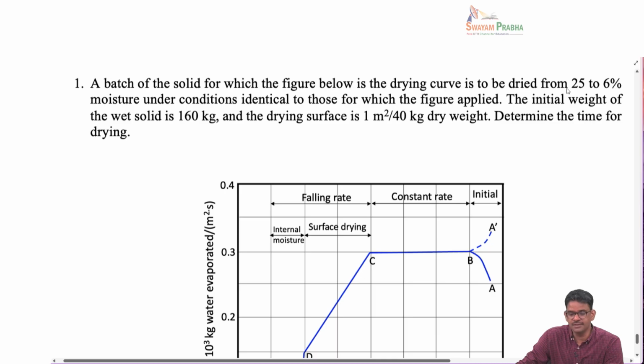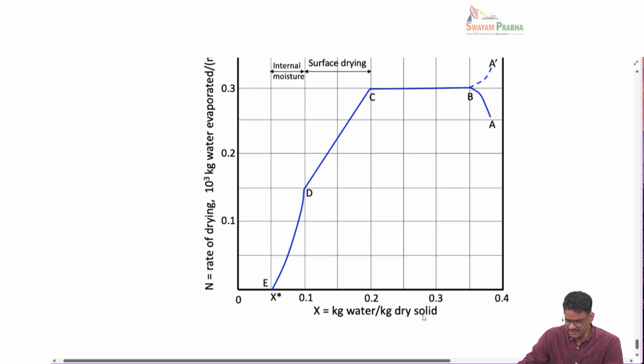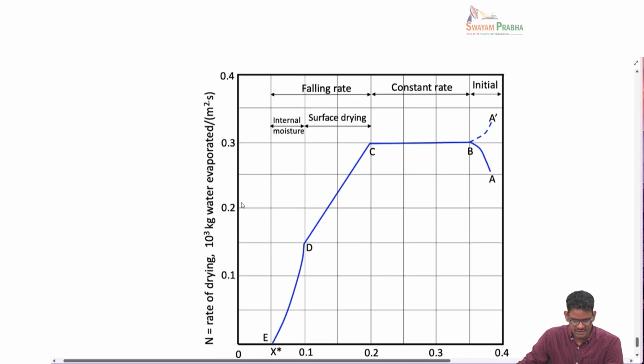to be dried. So, for this particular solid, the drying rate curve is already given. You can see that in the x axis we have moisture in the units of kilogram water per kg dry solid. In the y axis we have the rate of drying in terms of kg water evaporated per meter square per second, but also note that there is a factor of 10 power 3. So, this y axis has to be multiplied by 10 power minus 3.